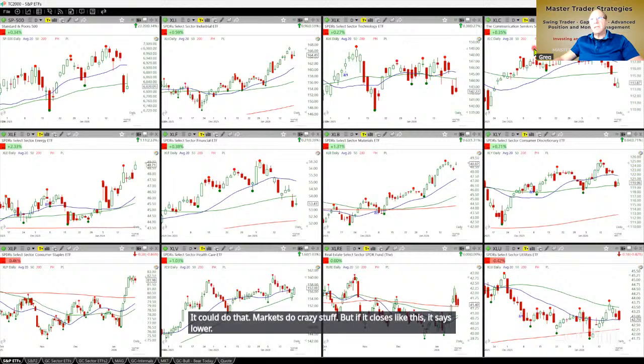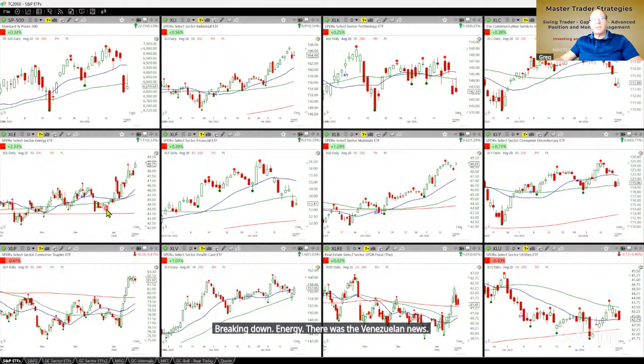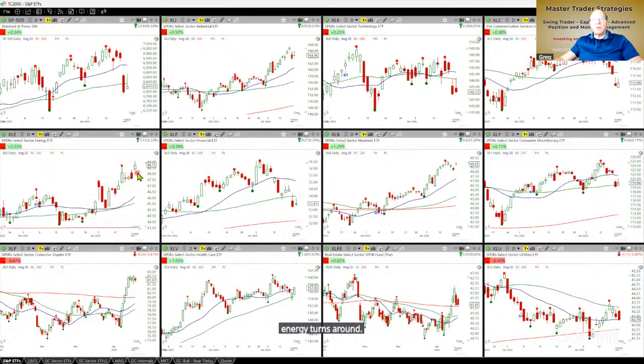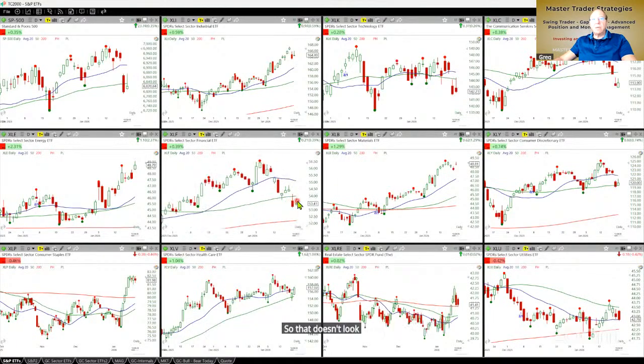There's communication services, which last week turned to a sideways trend, breaking down. Energy: there was the Venezuela news. Energy turns around. That's turned to an uptrend. Financials: this is another kind of bearish point for the markets, that financials have broken down after breaking out. So that doesn't look good. This was a green bar. Now it's a topping tail bar.